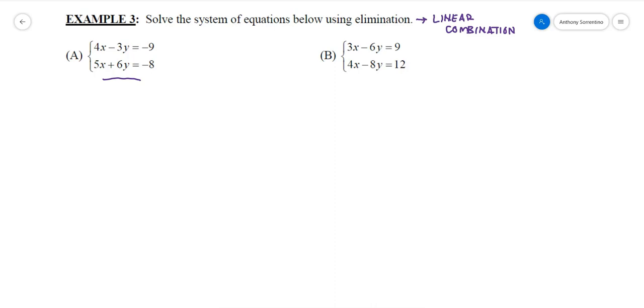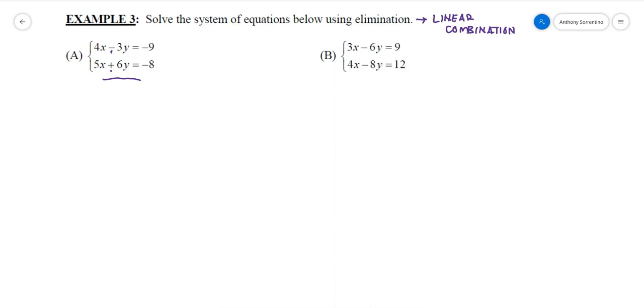But, I had to alter both equations. Not that it's wrong to do so. It's just more work than necessary, because if I look at the y's, I have a 3 in front of the y on top and a 6 in front of the y on the bottom. 3 is a factor of 6. I also notice that the y's also have opposite signs, whereas the x's were both positive.